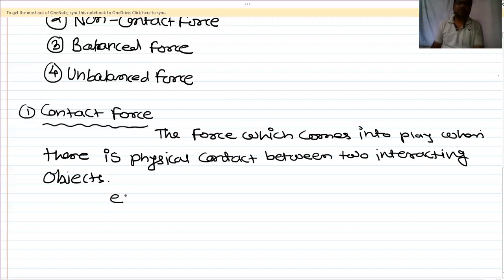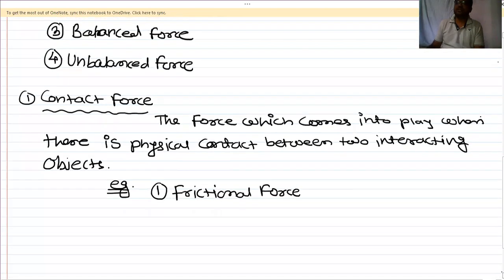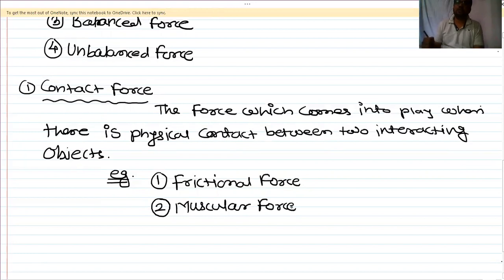Now, what are the examples of contact force? Examples we have is the frictional force, right? So for a frictional force, we must have the contact between the two objects, right? Then only we have the force, and that is frictional force. Second, we have what is called as the muscular force, right? That is, we push an object, we pull an object. Without a contact, we can't push and pull an object, isn't it? So that is the muscular force which we apply on that object.